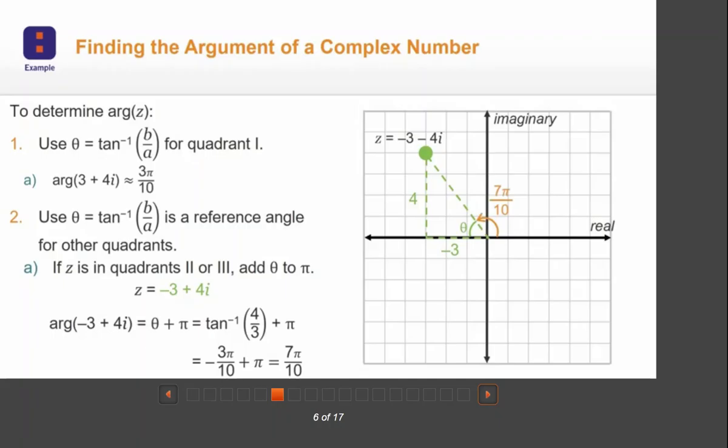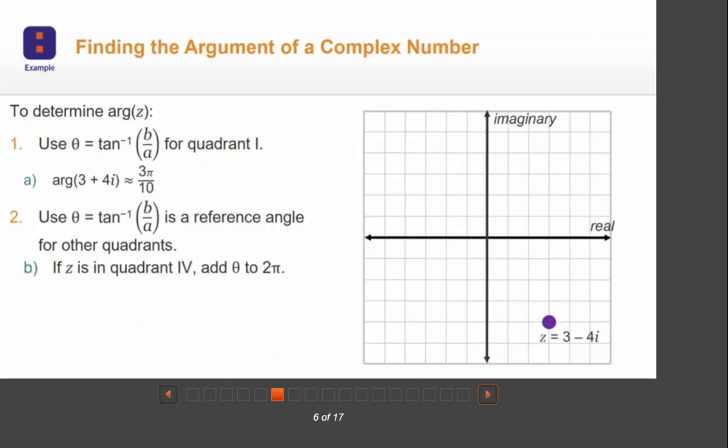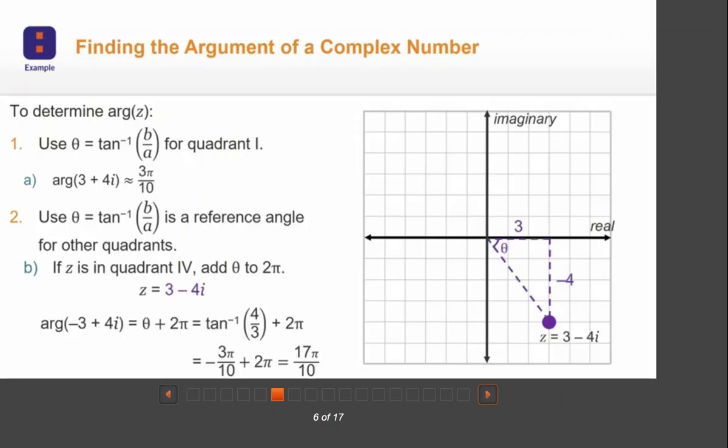Now let's consider a complex number for quadrant 4. For complex numbers that fall in the fourth quadrant, we will use the inverse tangent and then add that angle to 2 pi. We see that the components of the right triangle for this complex number make our inverse tangent ratio -4/3. This is approximately -3/10 pi, so when we add 2 pi, we get an argument of 17/10 pi. Now you can practice finding the argument of a complex number.